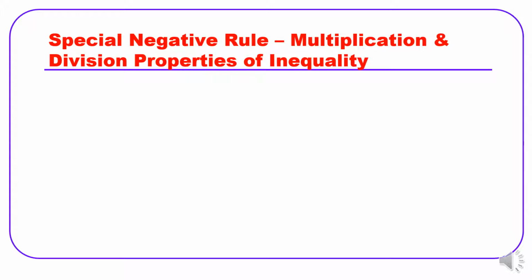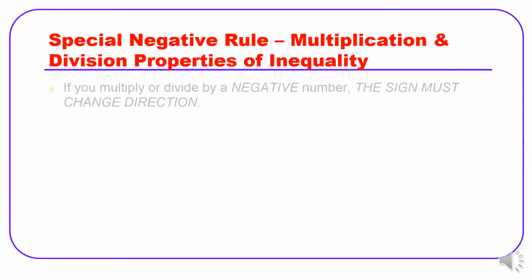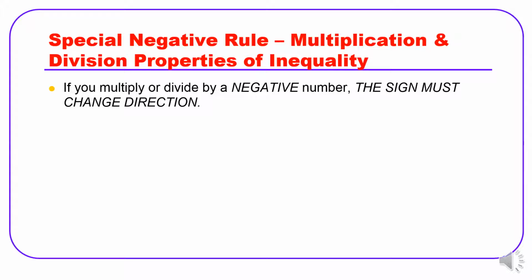Here's a special negative rule for the multiplication and division properties of inequality. If you multiply or divide by a negative number, your inequality sign must change direction. Again, it is only if you're multiplying or dividing by a negative number that you change the direction of a sign.